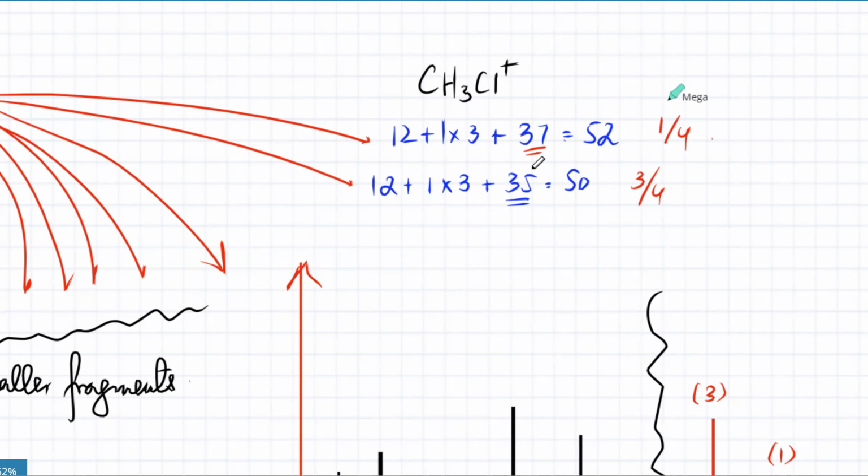1/4 is the probability of getting 37. 3/4 is the probability of getting 35. So the chance of this molecular ion having a mass of 50 is 3/4, because that's the probability of getting chlorine 35. And the chance of getting the molecular ion mass as 52 is 1/4, because that's the probability of getting Cl with a mass of 37.